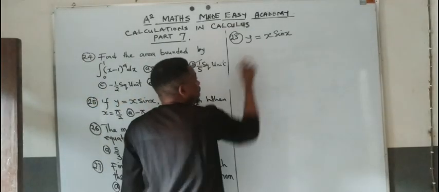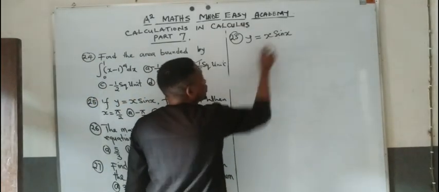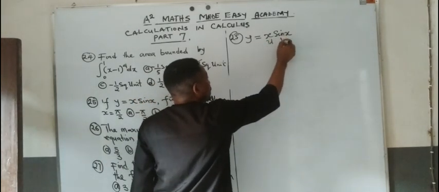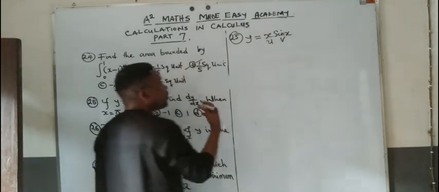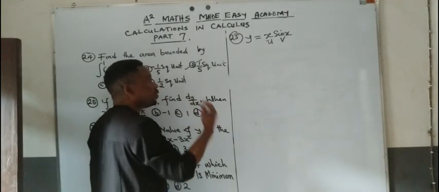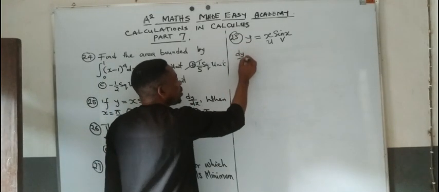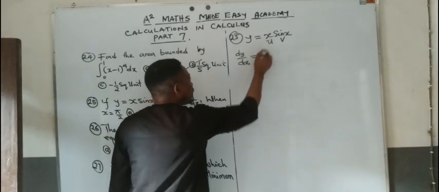First of all, this thing is by product rule. Do you know why? x is multiplying sine x. Under product, the first one is u, the second one is v. So I want to differentiate all of them with respect to x. We have to start with y. It will give you dy over dx.